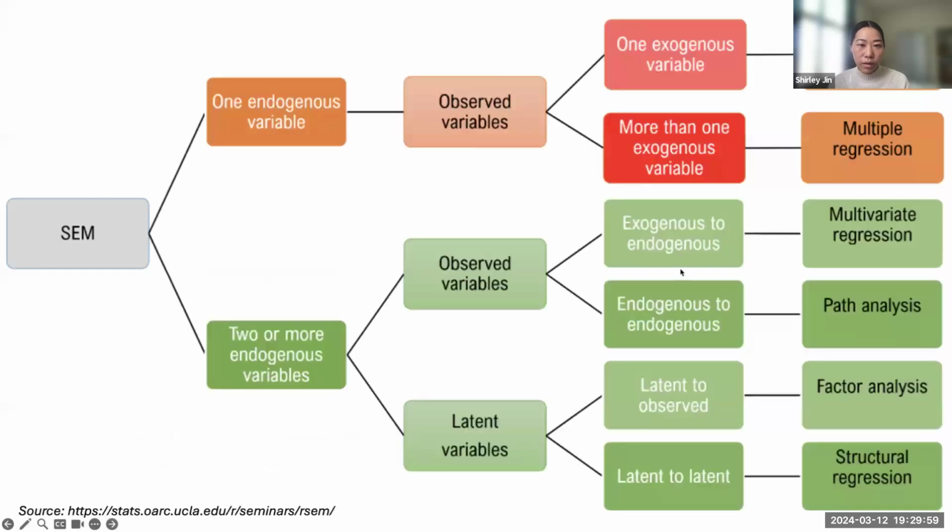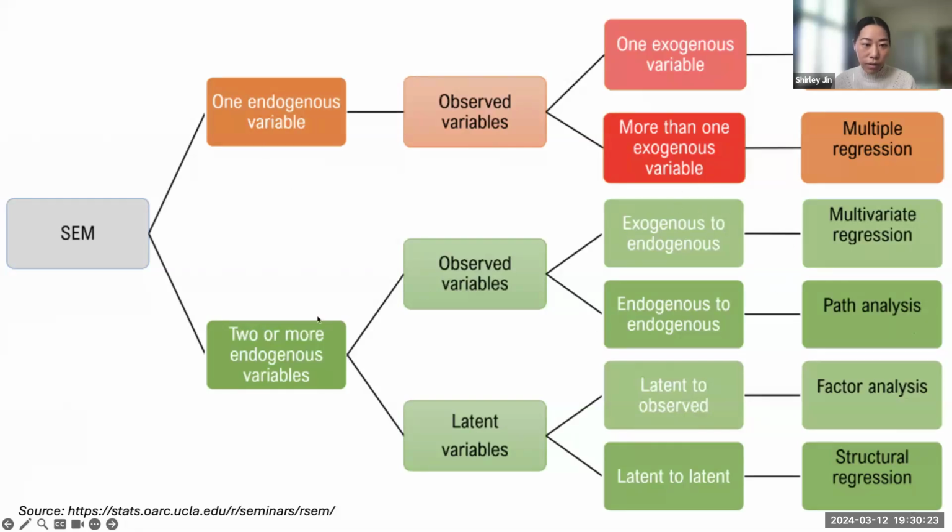Here is an overview of the SEM family. Depending on how many endogenous variables your model has, whether it's one endogenous variable or two or more, it can be simple regression, multiple regression, multivariate regression, path analysis, factor analysis, or structural regression, right?